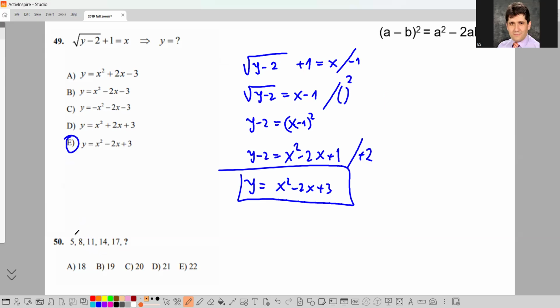Find the next term. Well, 5 to 8, you can try to find the term-to-term rule. 5 to 8, you add 3. 8 to 11, you add 3. 11 to 14, you add 3. 14 to 17, you add 3. So now next term would be you add 3 more, that's 20.